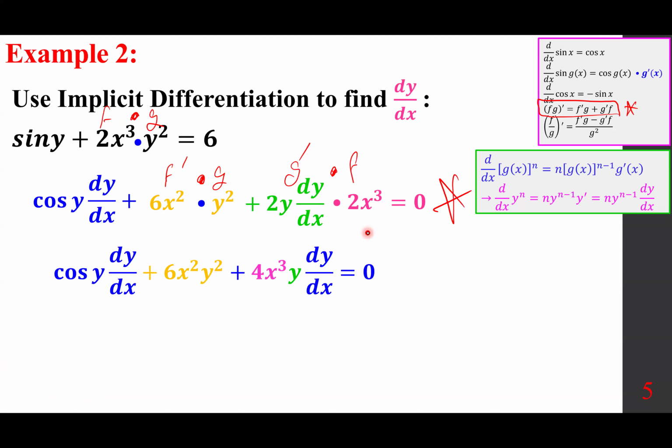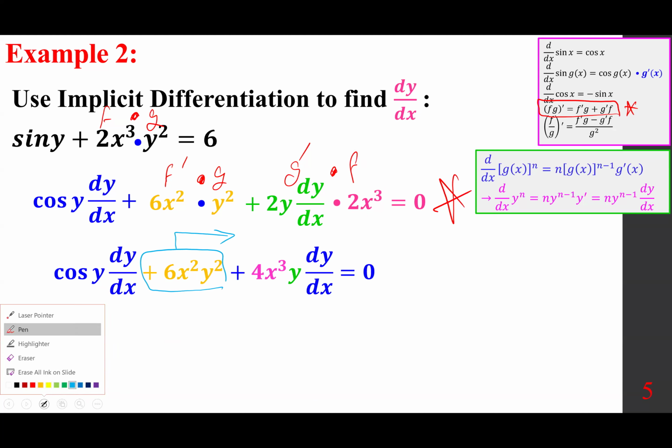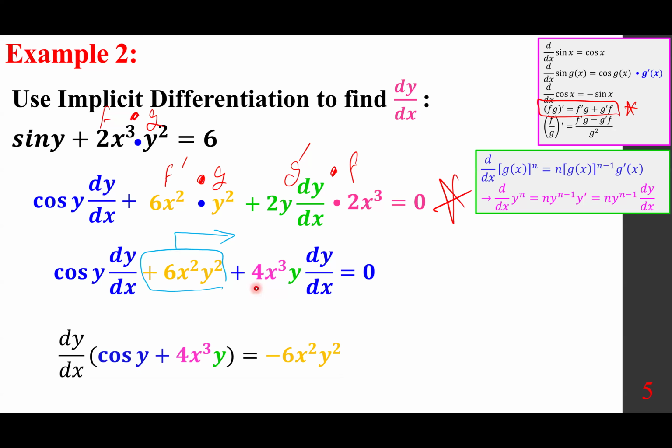And so we keep these two, and we move this one. When we move this one, it becomes negative on the right side. Because we are solving for dy dx, we factor out the dy dx from these two, and we get cosine y plus 4x cubed y. Now the right side: we divide by the parentheses, and dy dx equals the right side, negative 6x squared y squared, over the parentheses cosine y plus 4x cubed y.